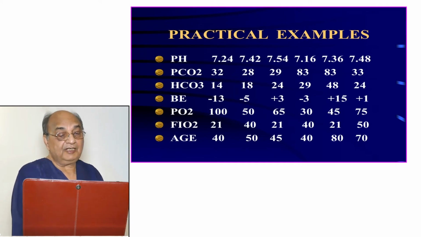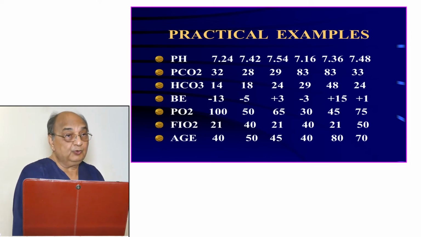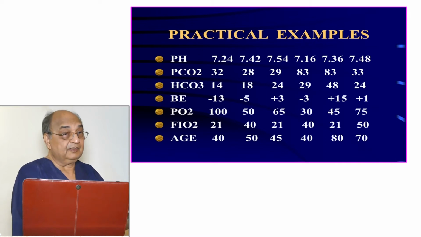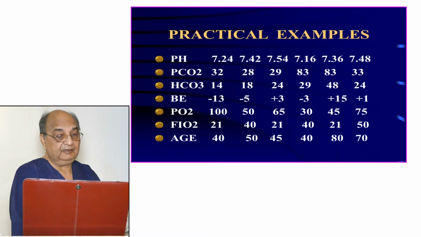Then you look at the base excess. It's a severe acute condition of metabolic acidosis, minus 13. Normal should be plus minus 1. Then you look at the PO2, it is 100. And you're taking 21% oxygen, room air. And age is 40. At this age, PO2 is normal at 20% oxygen.